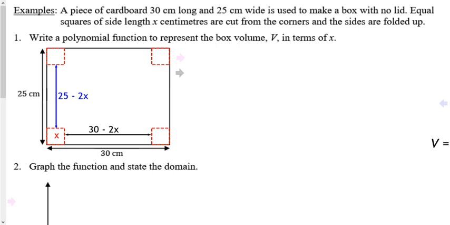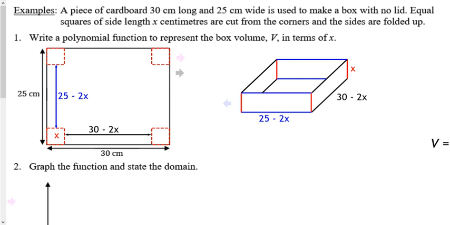And then the other two dimensions, the length and the width, well, here I had 30. I'm cutting off x on both sides, so 30 minus 2x for one dimension. And 25 was the full length, but I cut off 2 x's, so 25 minus 2x, that's the other dimension. I wouldn't need to sketch a three-dimensional version of it, but I did, just because it helps me in my head sometimes. So here I have the dimensions of this box.